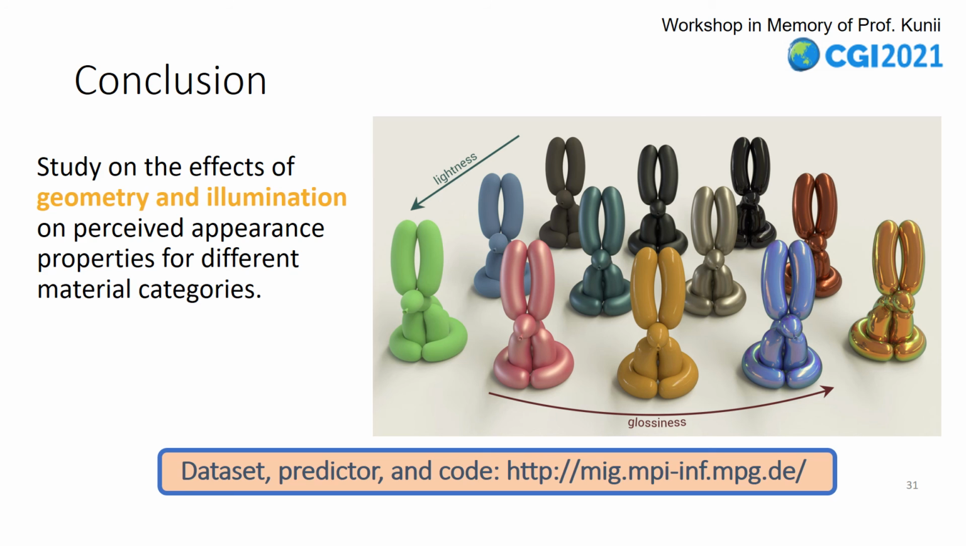In this work, we study the effects of geometry and illumination on perceived appearance properties for different material categories. Our dataset, predictor, and code are available under the following URL.